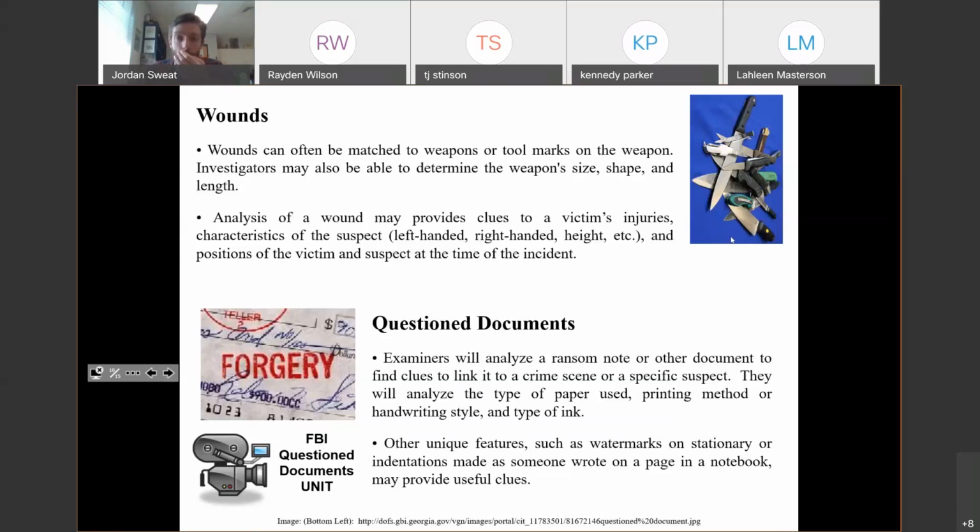So what we do when we find these documents is we try to find those unique characteristics. What kind of paper was used? What was the printing method of that document? Was it typed up on an old school typewriter? Was it just simply printed off the computer? Was it a handwritten note?